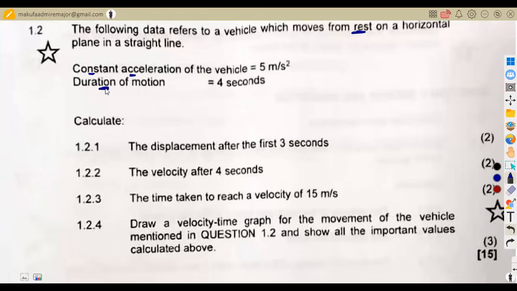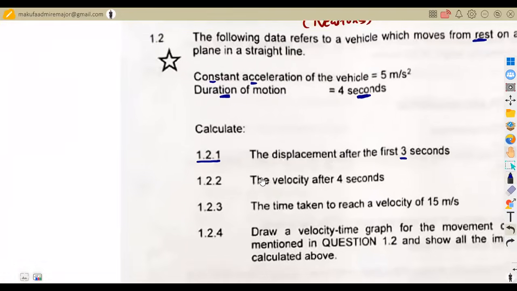So duration of motion, we're talking about time measured in what? In seconds. So the first part of our question was 1.12. Calculate the displacement after the first 3 seconds. All right, let us take our data first before we talk about the question.